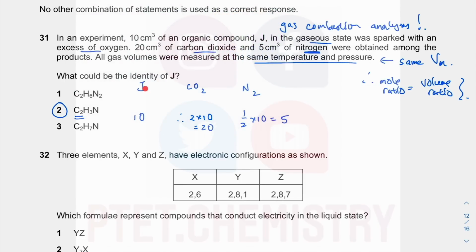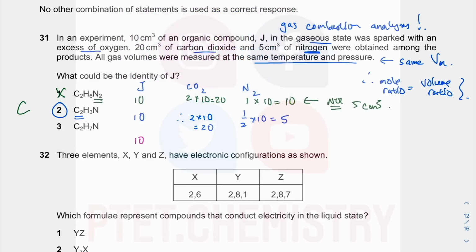Alright, how about 1? If I have 1 molecule of J, I have 2 carbon atoms, so again I'll get 2 times 10, which is 20 cm3. How about nitrogen? So in 1 molecule of J, I have 2 nitrogen atoms. That will give me 1 nitrogen molecule because there's 2 nitrogen atoms there. So one of these will give me 1 of N2. 1 times 10 is 10 cm3, not 5 cm3. But in this experiment, you only get 5 cm3 of nitrogen. 2 is correct, 1 is incorrect. You're left with option C. I can move on. Alright, you can of course check for the other one, but by right you should be able to just move on.